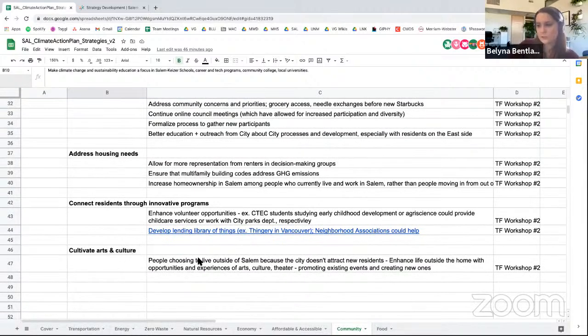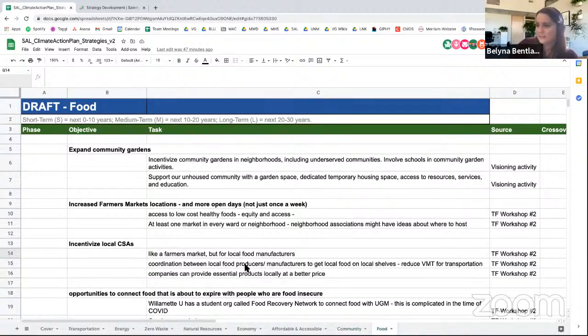And then also cultivate arts and culture. So this is one that came up, also fits with economy, but there was an idea that potentially people are living outside of Salem and commuting in for work because Salem doesn't have the amenities that they would like in their place of residence. And then lastly, we have food.